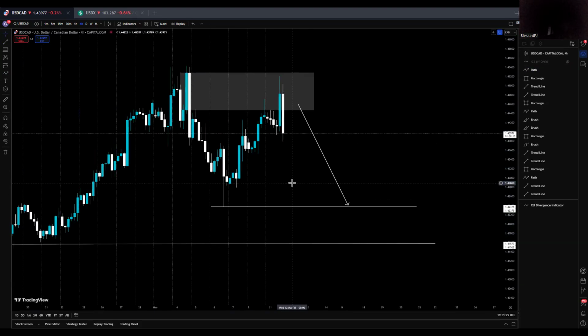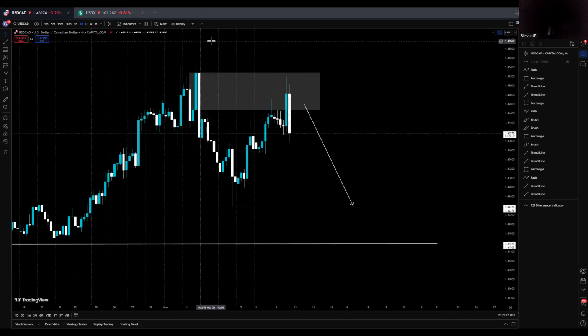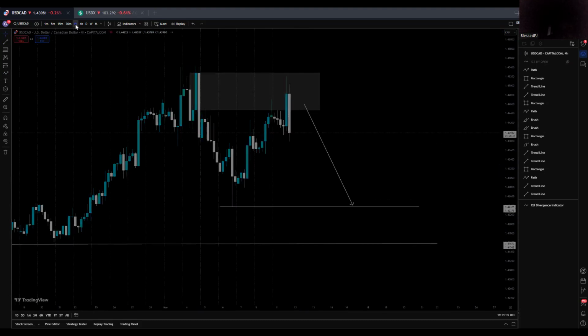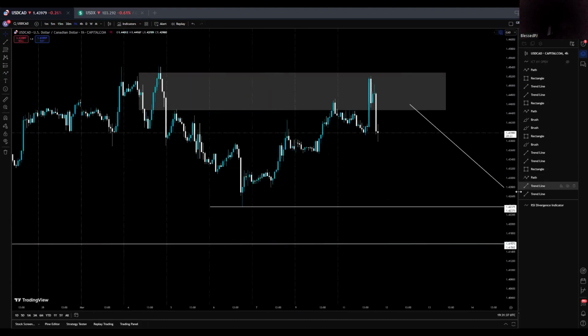Now, because we've seen this, what are we going to look for? We want to see break of structure. We want to see change of character, break of structure. Don't look for breakouts from trend lines. Let's go to the 1 hour.